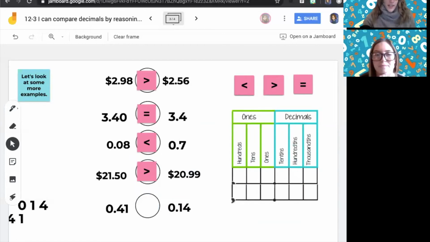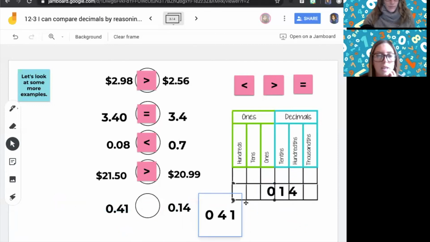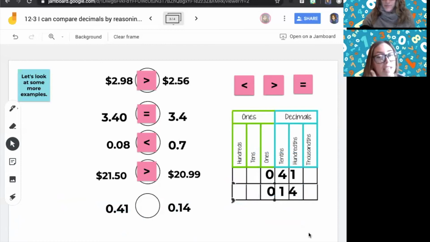Yeah, let's look at the next one. 41 hundredths and 14 hundredths. These look tricky. Let's follow the rule. Okay, so looking at the greatest place value, the ones place, both have a 0. Moving on to the tenths place, 4 is greater than 1, which tells me that 41 hundredths is greater than 14 hundredths. Following the rule makes it so easy, Ms. Schultz. Definitely. Let's go to the next example.